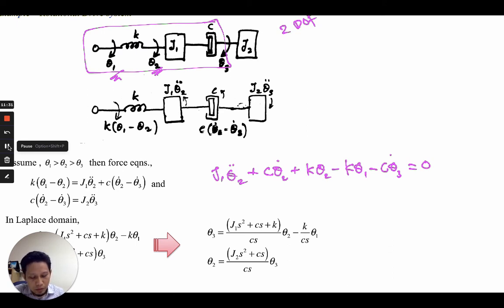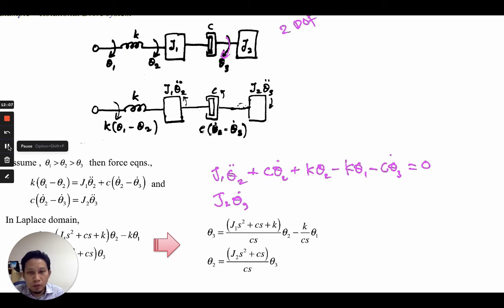Next we find the equation of motion of J2. In J2 here, the first one we have J2 theta 3 double dot, because of this direction, theta 3. That's it for theta 3.